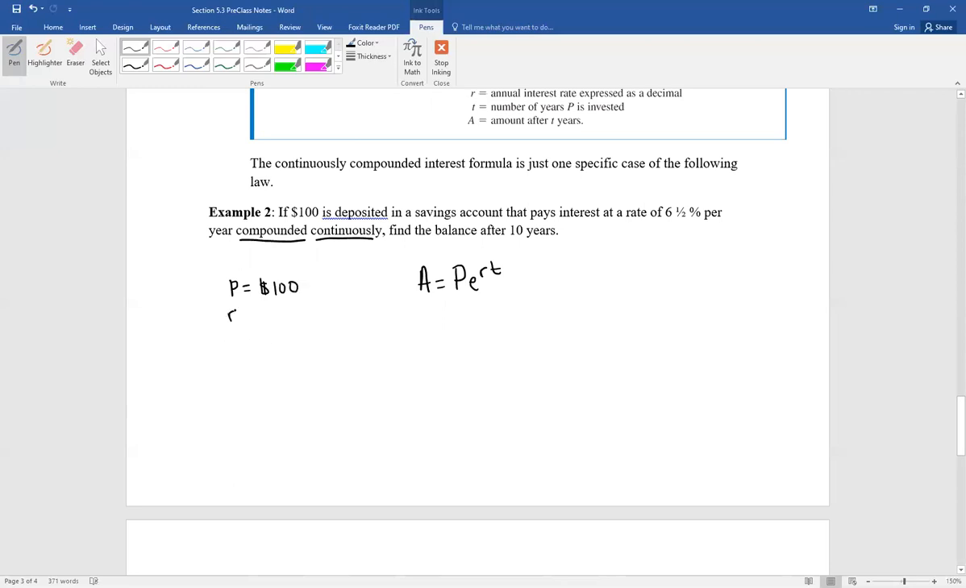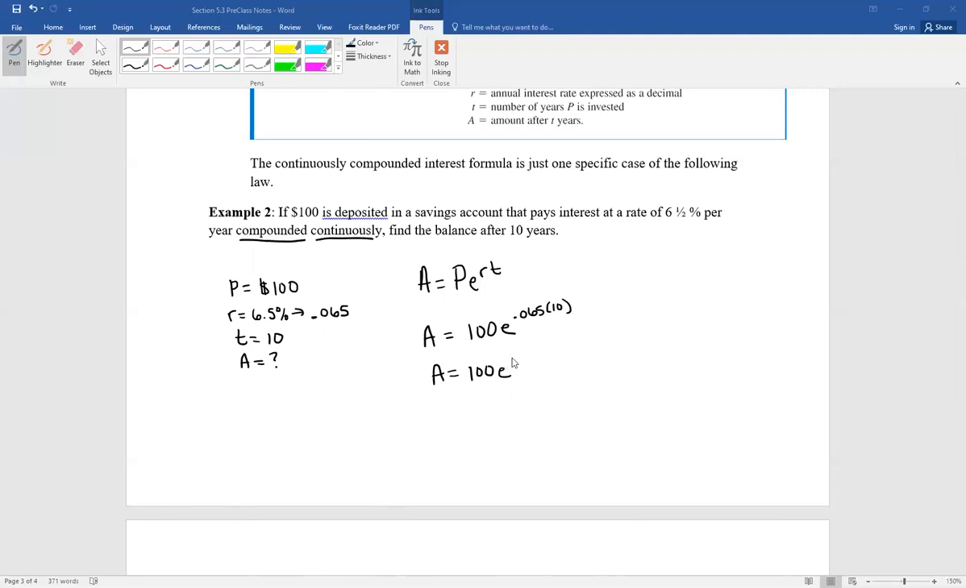We know our rate is 6.5, which you can write as 6.5%, but we need to turn that into a decimal. So move the decimal 2 places to the left, 0.065. The time is 10 years. We are looking for A. So A equals 100 e to the 0.065 times 10. I will usually work out the exponent portion because usually that can be worked out nicely. But typically we will type all of these things in without doing any rounding. We don't want to round any of our steps along the way. We want to type it all in.